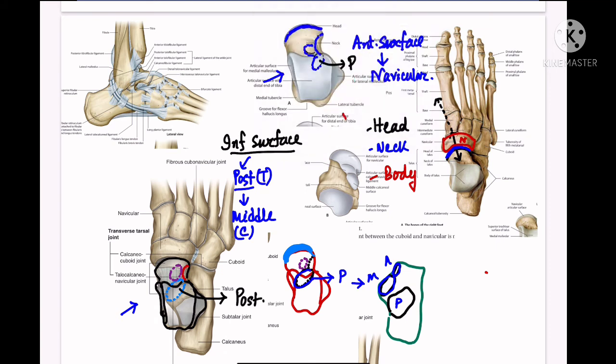This one, middle facet. This middle facet articulates with the spring ligament.